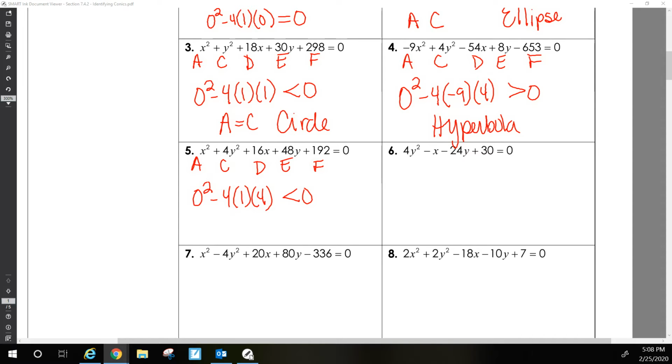When we're less than 0, what do we have to do? We have to look at a and c. So a is 1, c is 4. These guys are not equal to each other, so we are talking about an ellipse.